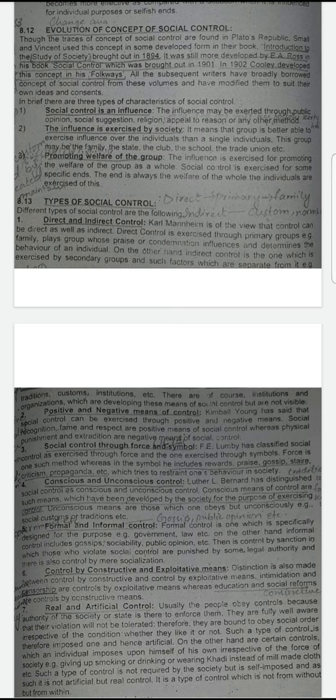The sixth type is control by constructive and exploitative means. Distinction is also made between control by constructive and control by exploitative means. Intimidation and censorship are control by exploitative means, whereas education and social reforms are control by constructive means.